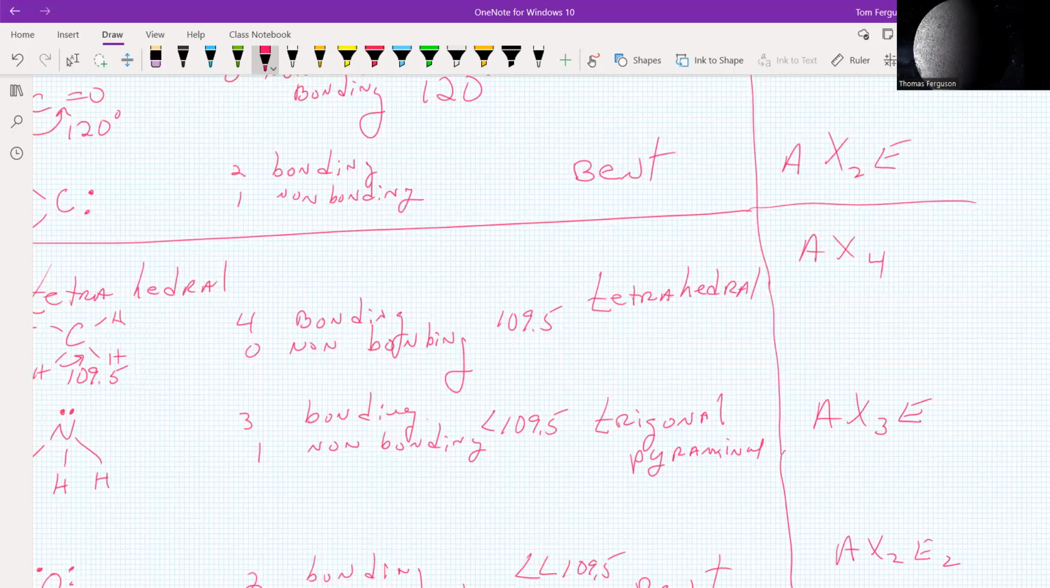That's the VSEPR class. So you can stick any central atom in there for A, any atoms for X, and the E is always going to be non-bonding pair. No exceptions there. And that's basically, after you do the Lewis structure, you analyze the molecule, and then you start looking at it in terms of VSEPR. Okay, the electronic geometry, the molecular geometry, and the class. Also bonding angles. And that's what our dry lab is today.